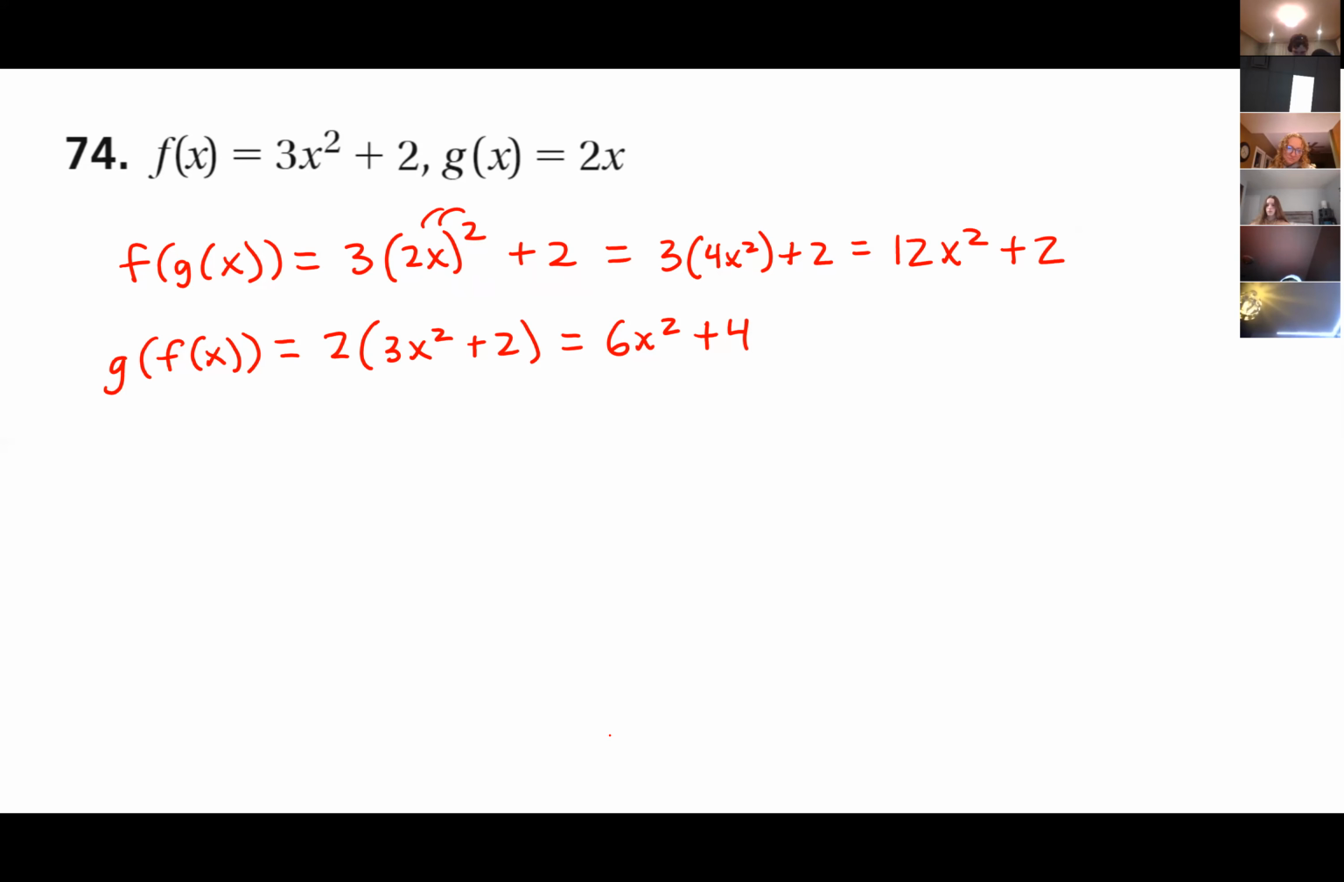If you do decide to simplify that, that squared has to go into both of those, so it becomes 4x squared, and then the 3 times is with the 4, and your final answer would be 12x squared plus 2. On g of f of x, you take 3x squared plus 2, and you plug that whole thing in for x, and you would use parentheses, and then to simplify, you would distribute the 2, and you get 6x squared plus 4.